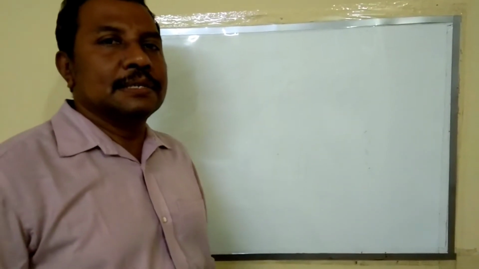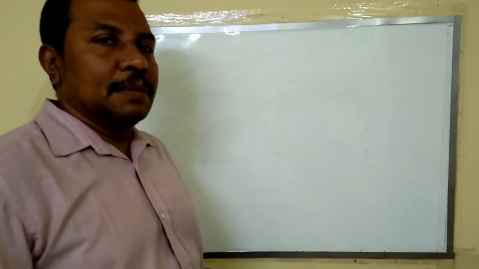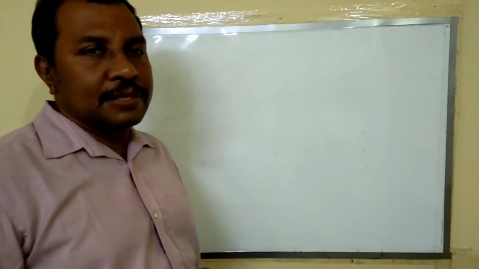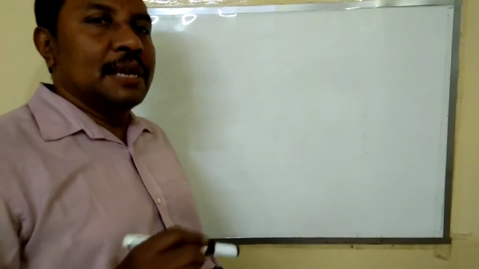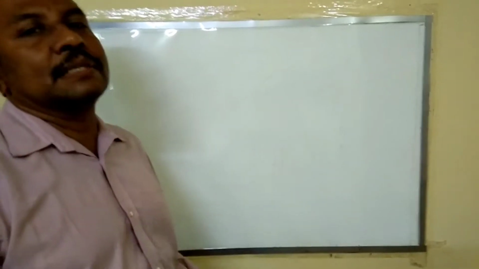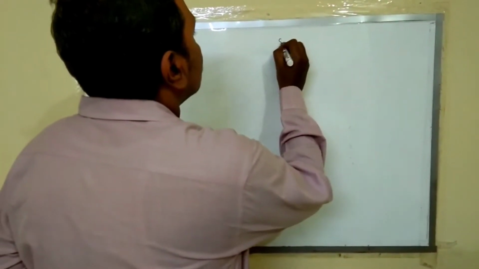Today we'll discuss how to apply various forms of a line. In the previous class we had discussed various forms of a line. Now let us see how to apply those various forms of a line in different ways. Okay. The first one is slope form.